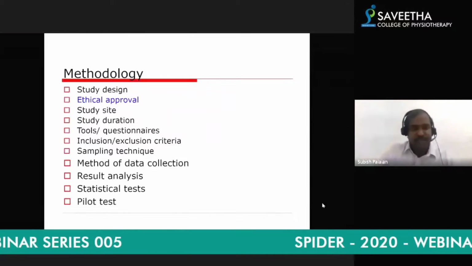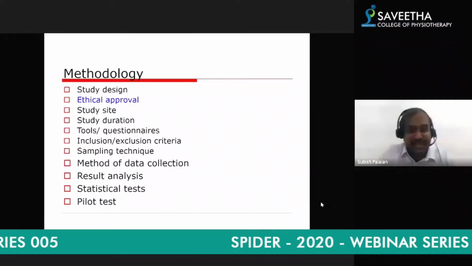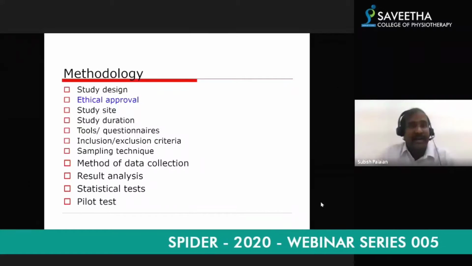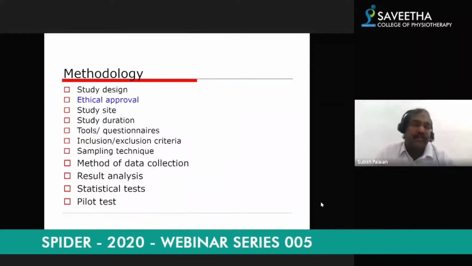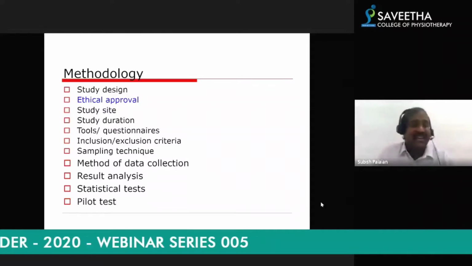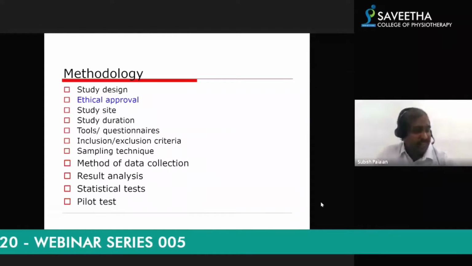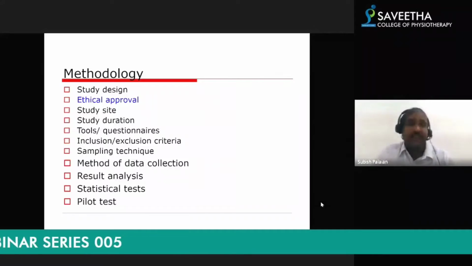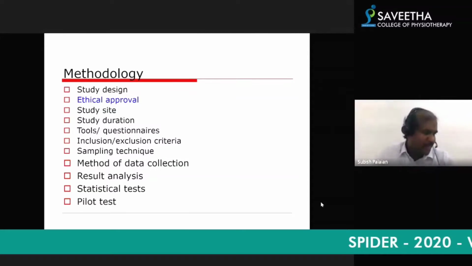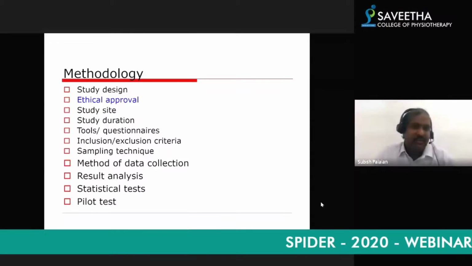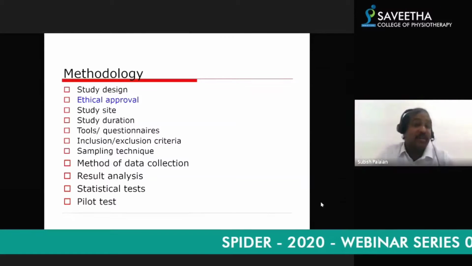Now we come into the methodology. As you know, the methodology itself is a very big part, but we are not going into detail; we will just touch on all the important components of the methodology. In a manuscript, you need to have a section called methodology. Some journals call it methodology, some call it methods, some call it materials and methods, right? Whatsoever it is, it should have the following sections.